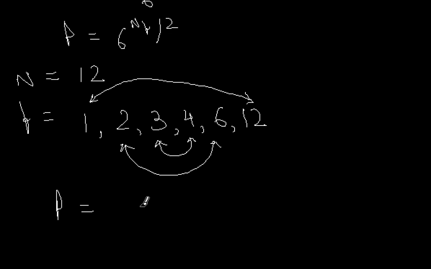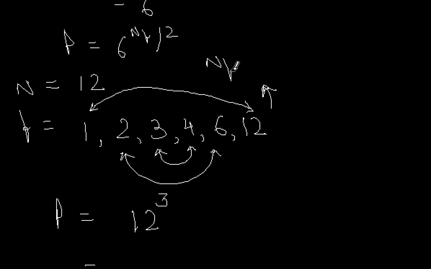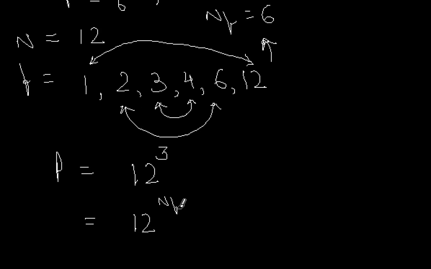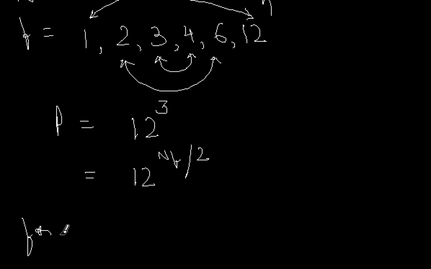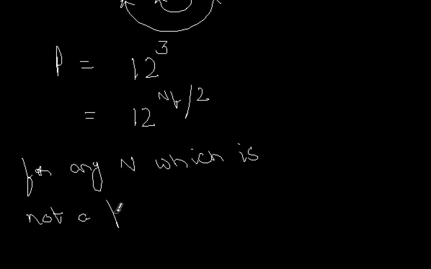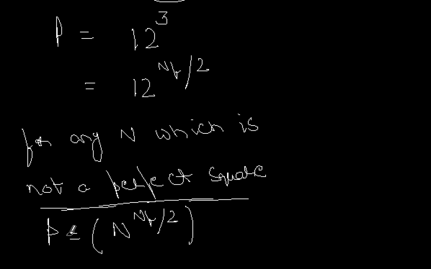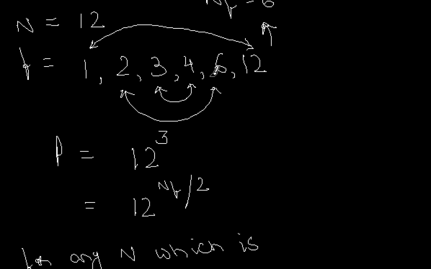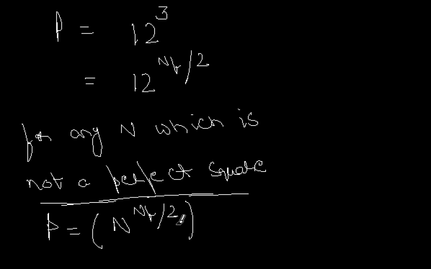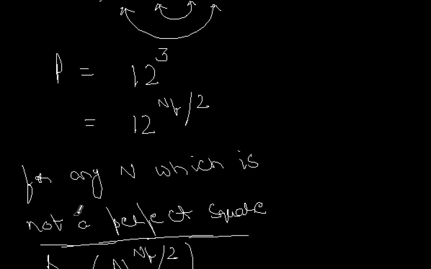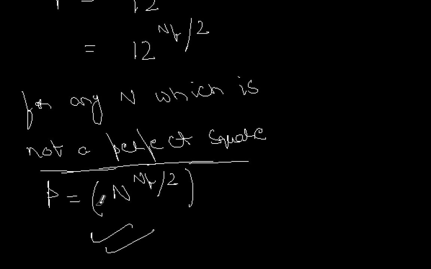So once again the product will come out to be 12 raised to power 3, and the number of factors is clearly 6 here. So again we got 12 raised to power nf upon 2. Therefore for any N which is not a perfect square, the product will always come out to be N raised to power nf upon 2, where nf is the total number of factors of that particular capital N. Now why are we saying that it is only true for not a perfect square? Because for a perfect square the number of factors will come out to be odd, as we saw before. So nf upon 2 will not be something we can compute as an integer. So for not a perfect square N, this is valid: the product of all the factors is equal to this.